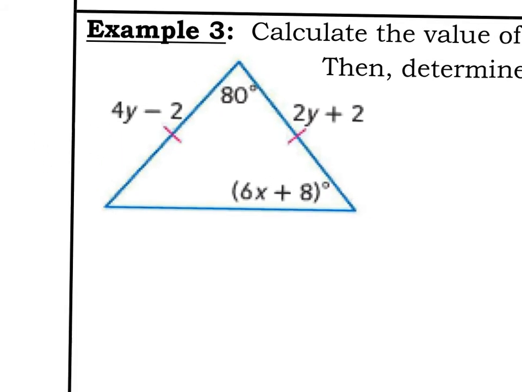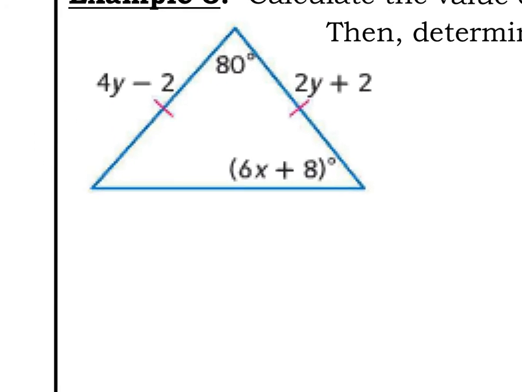I'm going to try and find out every side length and every angle measure if I can. So looking at the side lengths here, I see that this is congruent with this, and I don't know anything about that third side. If this is 80, then that means I don't have an equilateral triangle. So that means I'm going to have a third side that's different.